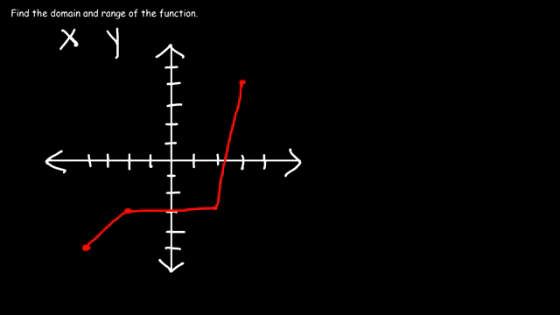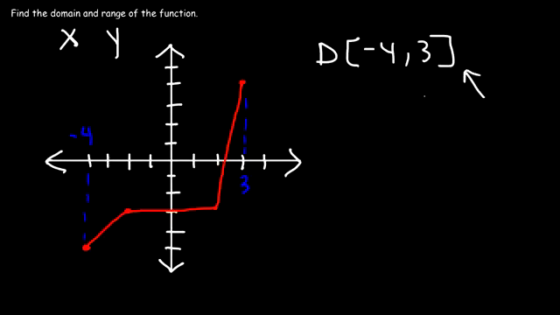So let's focus on the domain first. What is the lowest x value of the function? The lowest x value, as seen here, is -4. The highest x value is 3. And this function contains every x value in between -4 and 3. So in interval notation, we could say that the domain is from -4 to 3. And we're going to use brackets because it includes -4 and 3. So that's how you can write the domain for this particular function.